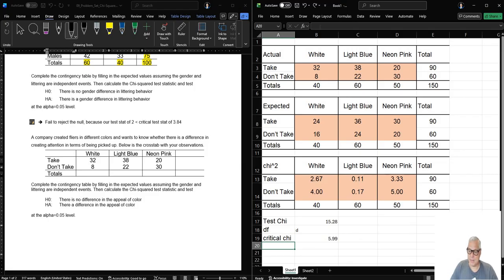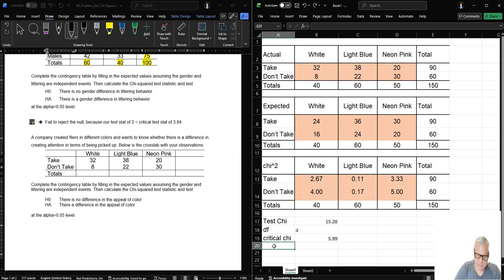But we could have made a type 1 error. Well, it could be that the color doesn't really make a difference whether people take it or not. So what is the probability that we made a type 1 error? And that is, of course, the area to the right of the 15.28. And that's probably very, very small.